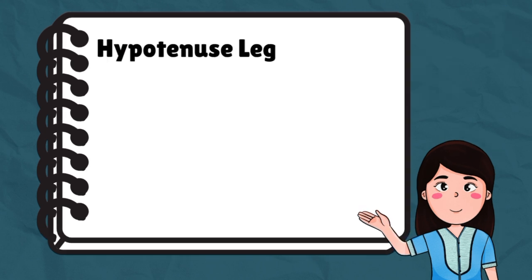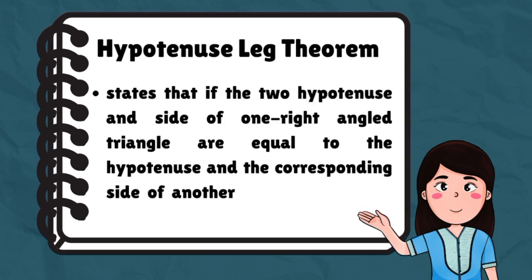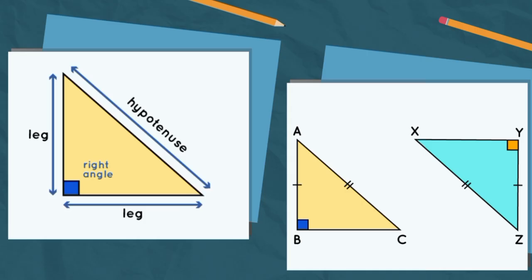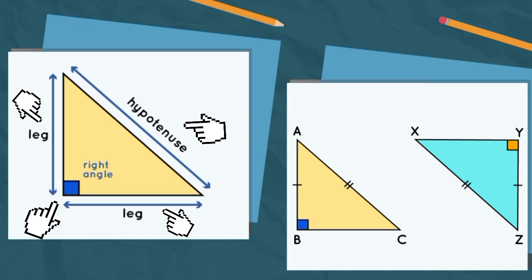We have here the hypotenuse leg theorem. It states that if the hypotenuse and side of one right-angled triangle are equal to the hypotenuse and the corresponding side of another right triangle, the two triangles are congruent. We have here the illustration that shows the hypotenuse, the two legs, and right angle. Right angle measures 90 degrees.